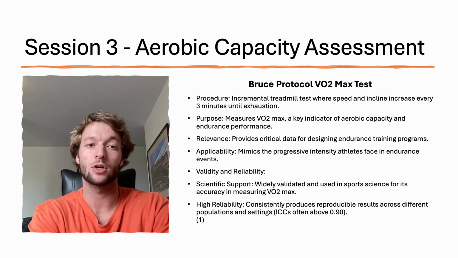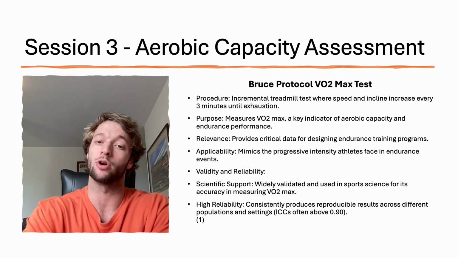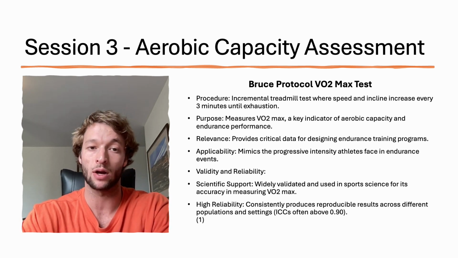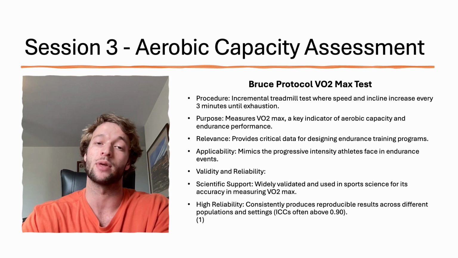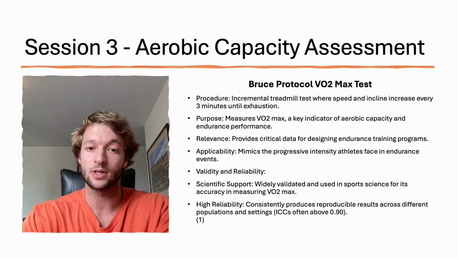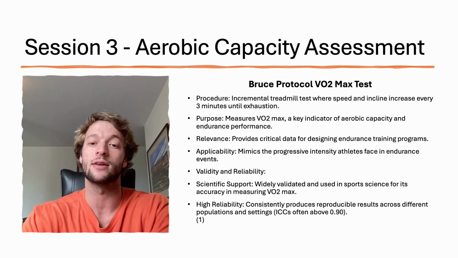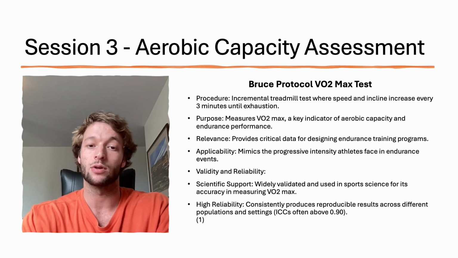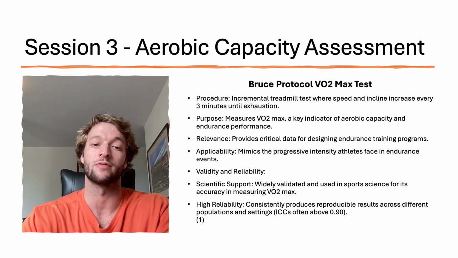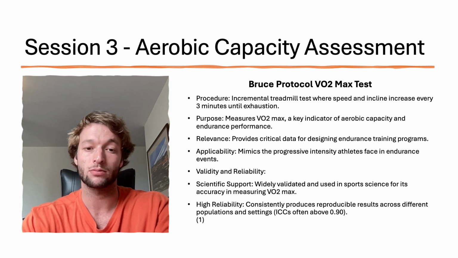Cool, and finally, in session 3, we're going to be doing the Bruce Protocol VO2 max test. So this is a big one, assessing aerobic capacity. It's an incremental treadmill test where speed and incline increase every 3 minutes until exhaustion. The purpose is to measure VO2 max, which is a key indicator of aerobic capacity and endurance performance. It will hopefully provide critical data for designing endurance training programs for Lucy. It mimics the progressive intensity athletes face in endurance events like triathlons.